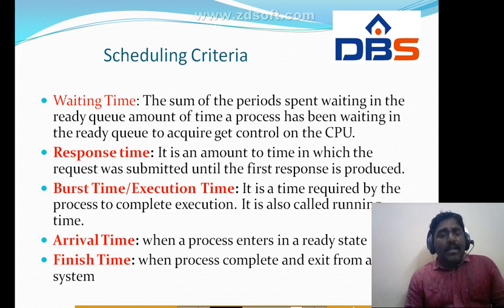It is the time required by the process to complete execution. It is also called running time. Burst time, or we can say execution time. Next one is arrival time. Arrival time means when a process entered into the ready state. Finish time is when the process completes its execution and exits to the terminated state. So these are the few definitions that come under scheduling criteria.